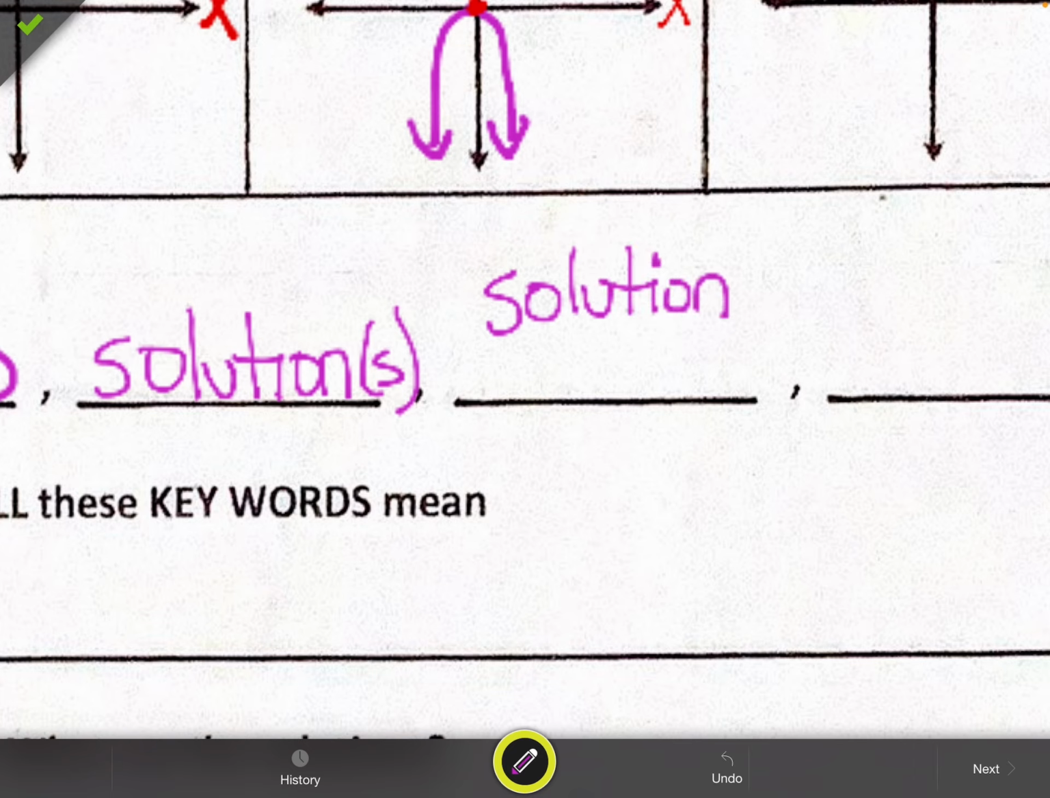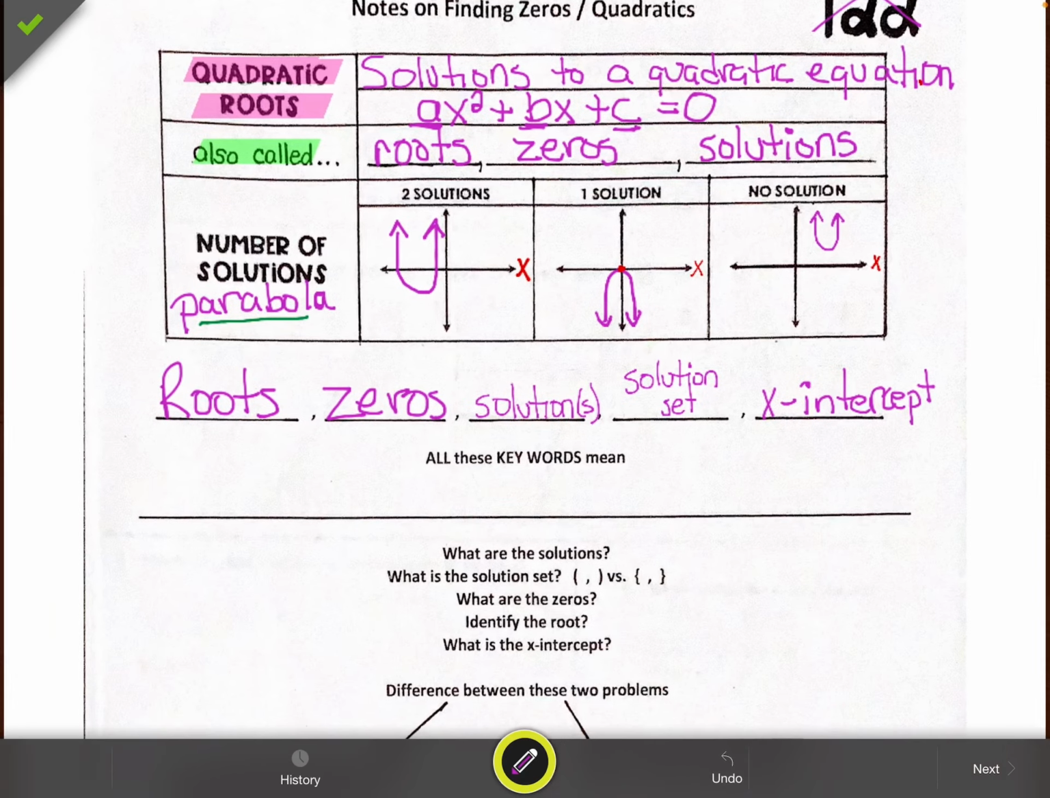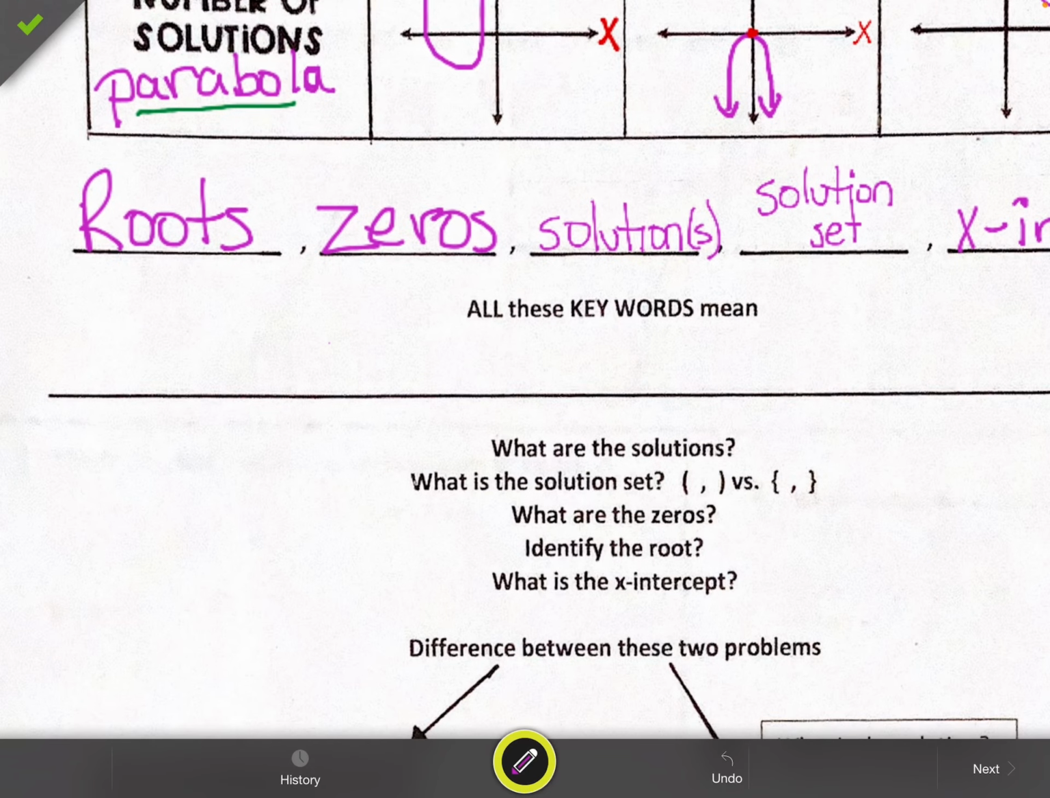Now, really, if you're paying attention, if a graph crosses the x-axis, that is called the x-intercept. So they could actually even just say that. But all of these keywords mean you're looking for where your graph intersects your x-axis. That's all you're looking for.